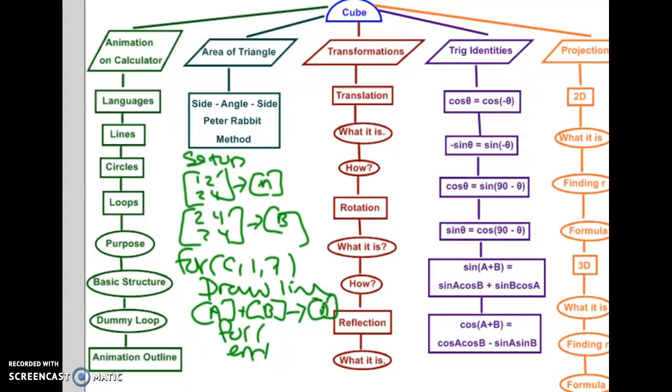What letter can I not use in my delay? A or B, or C in this situation. So D for delay. 1 to 100, and I'm going to immediately end it. After that, what do, Samuel? Clear draw and end again. Perfect. And then that's your general animation program.